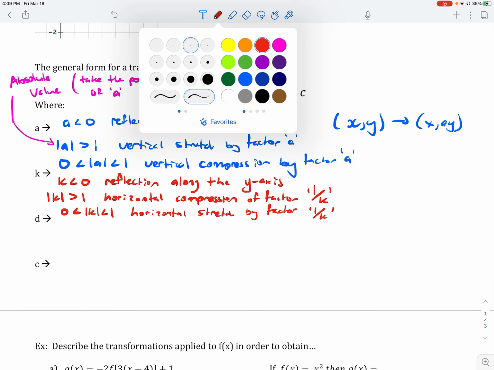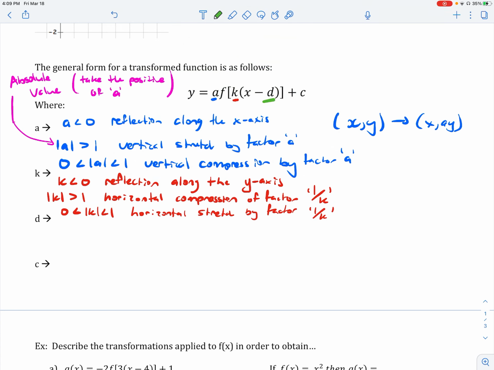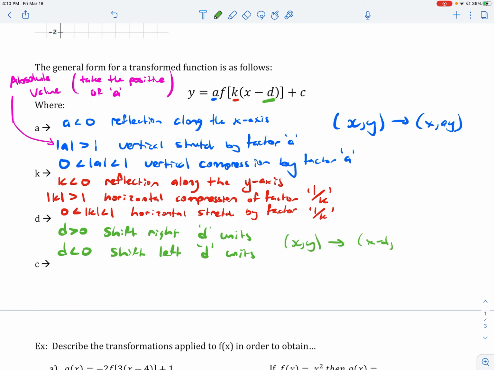All right, then we've got the values for D right here. If D is greater than 0, you're going to shift right D units. And if D is less than 0, shift left D units. What this means is my points x, y are going to turn into x minus D comma y. Sorry, x plus D comma y.